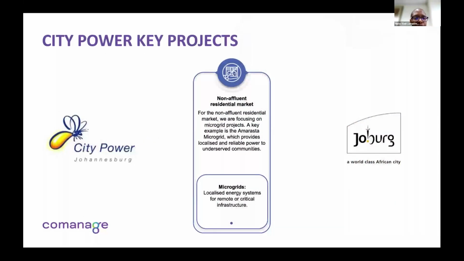And also in terms of the project, we have an entity which transmits the energy for the city of Johannesburg, which is City Power. That's also the logo there on the right of the city of Johannesburg. So City Power, one of its KPIs is the non-affluent residential market. They're focusing on these microgrid projects. So Amarasta is one of, I think, 4 such projects within the entity called City Power. And it's a key example of a microgrid which provides localized as well as reliable power to underserved communities. And microgrids essentially are localized energy systems for remote or critical infrastructure.